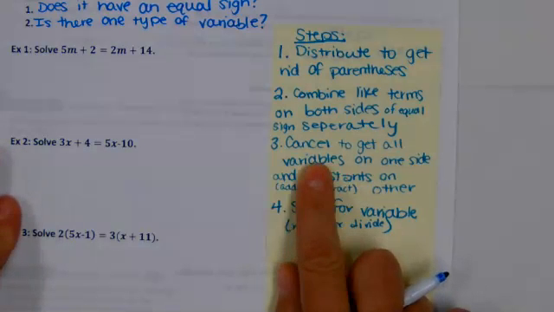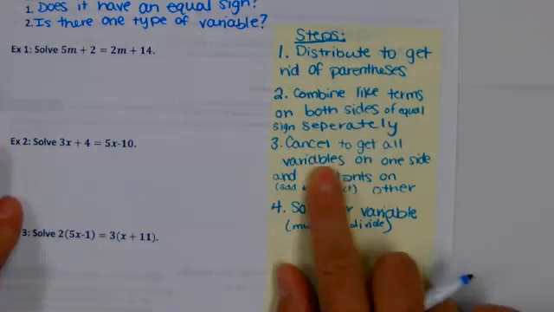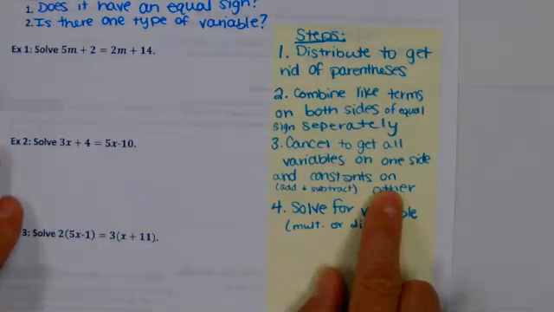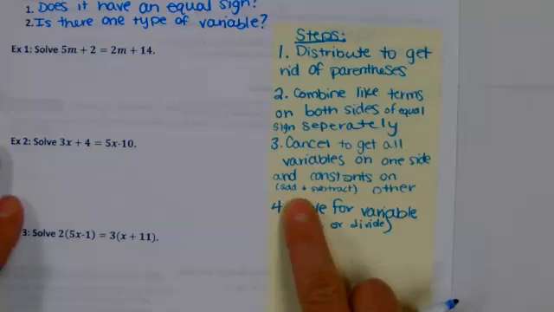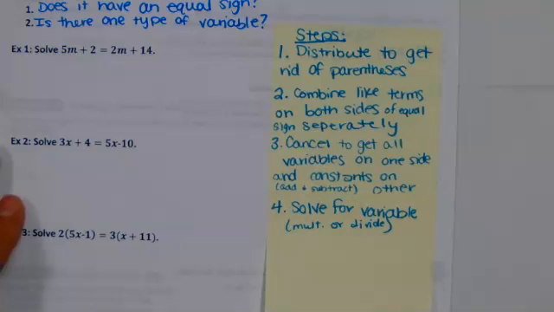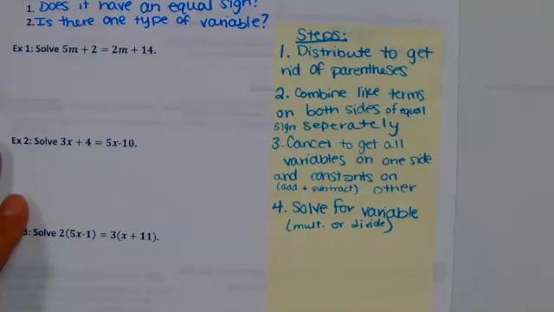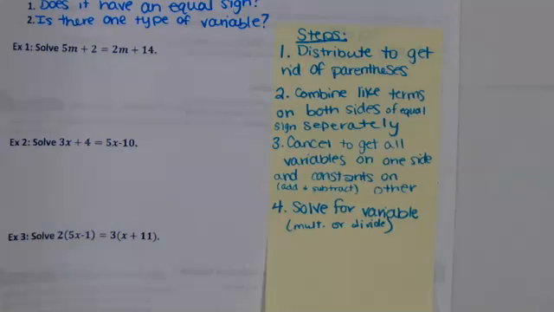Step 3 is to cancel, to get all the variables on one side and constants on the other. You do this usually by adding or subtracting, okay? And I'll show you that in a minute. And then the final step is to solve for the variable, and you usually do this by multiplication or division if you have to do it and get that far. Okay, so let's move on. If you need to, like I said, pause the video, get the steps down. I'm going to show you what I mean.